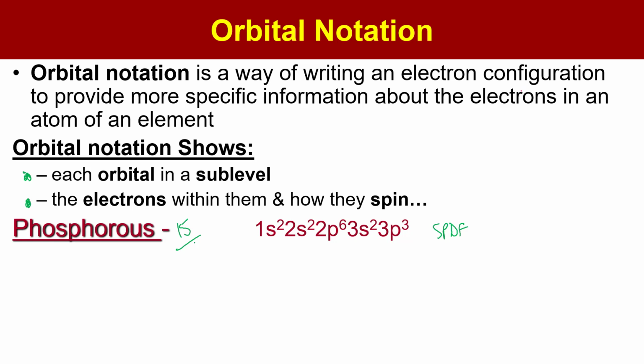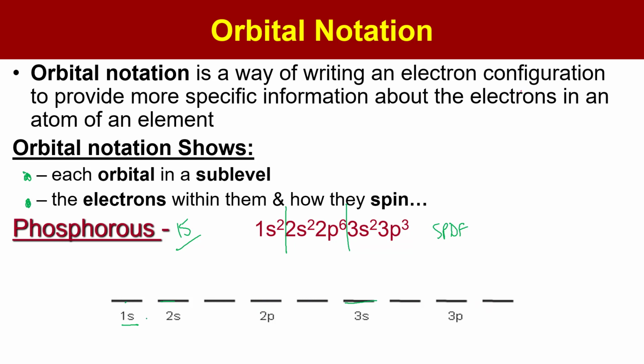So with that said, the orbital notation is going to look like this. I am going to take each principal energy level, and within each principal energy level I'm going to separate the sublevels and draw each individual orbital. So here I see the 1s sublevel, and I see the 1 orbital that's within it. The 2s sublevel and the 1 orbital that's within it. The 2p sublevel, 3 orbitals. The 3s, 1 orbital. The 3p, 3 orbitals.